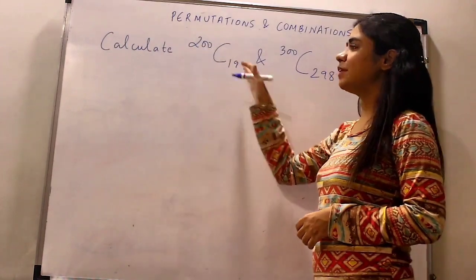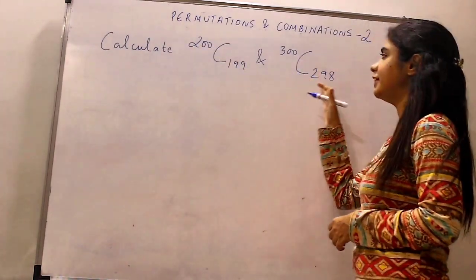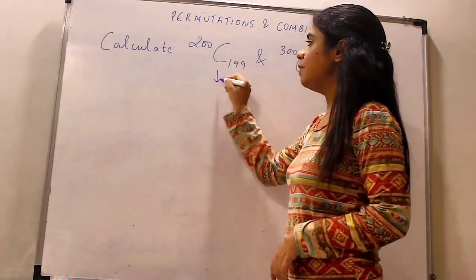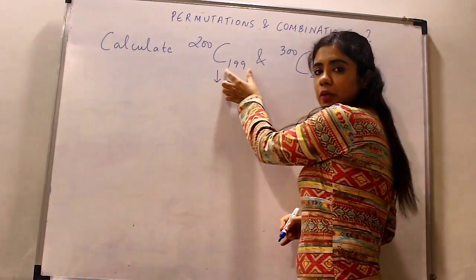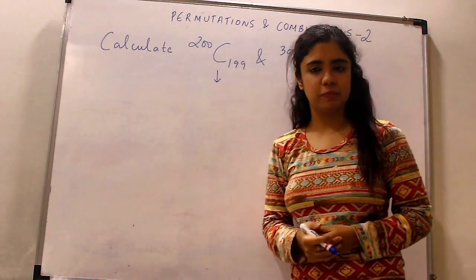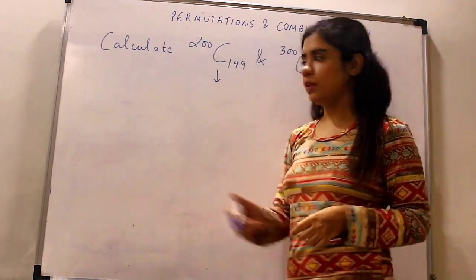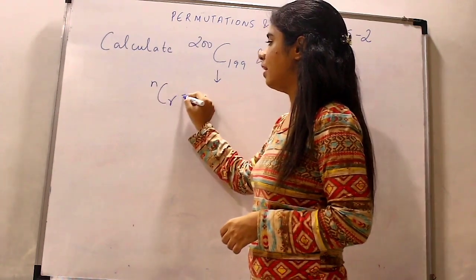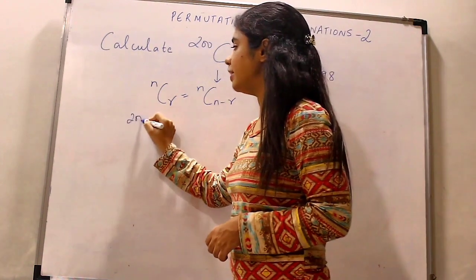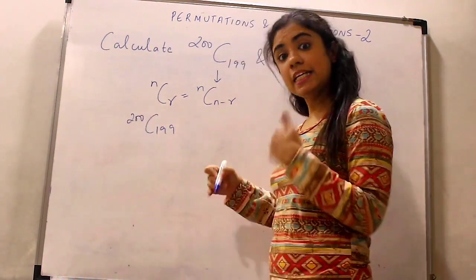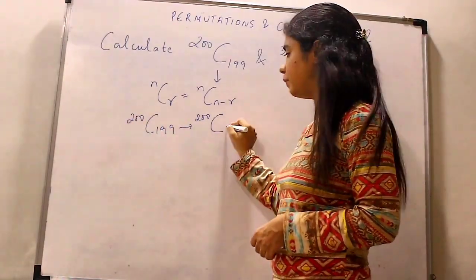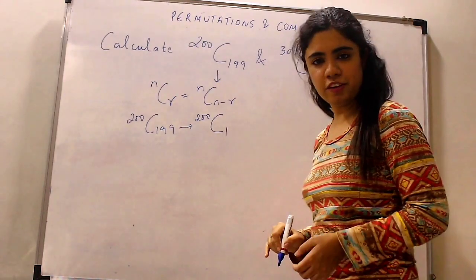Calculate 200C199 and 300C298. Now how do we calculate 200C199? In the previous video we had seen whatever number you have to write, that many digits. But writing 199 digits is not possible, right? We had seen a concept which said nCr is the same as nC(n minus r). So 200C199 is the same as 200C(200 minus 199), which is 1. So this makes the sum very easy.